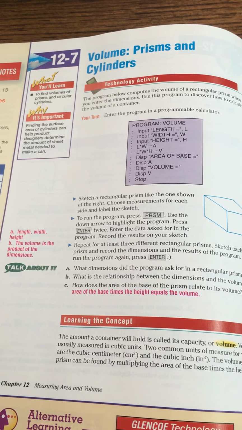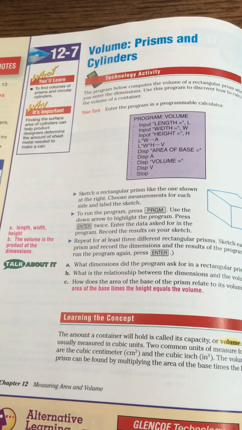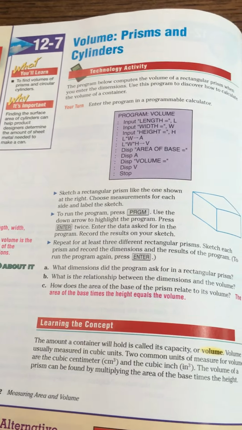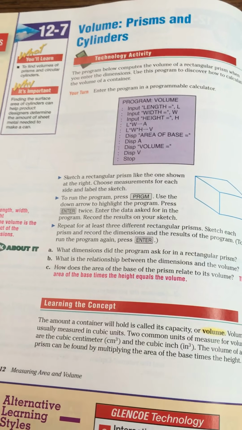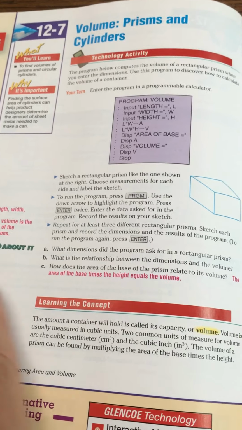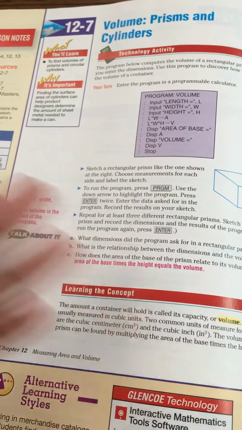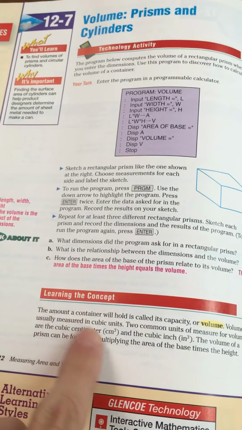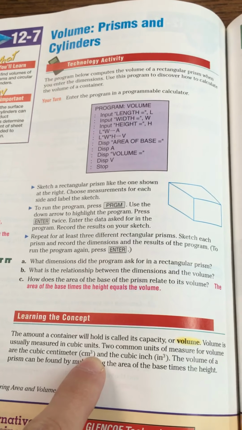Alright guys, today we're in chapter 12, section 7. We're doing volume. We had been doing surface area. Now we're doing volume of prisms and cylinders. One thing I want you to know: whenever we found our answer in surface area, our units, whether inches, centimeters, or meters, were squared. When you do volume, it's going to be cubed, which means the 3 is up above your units.